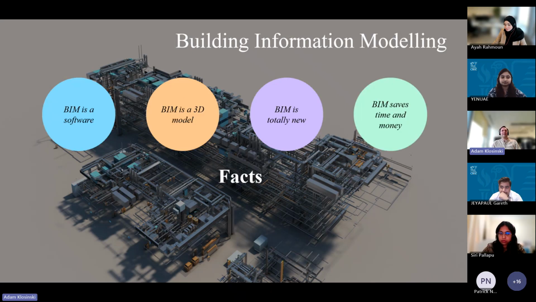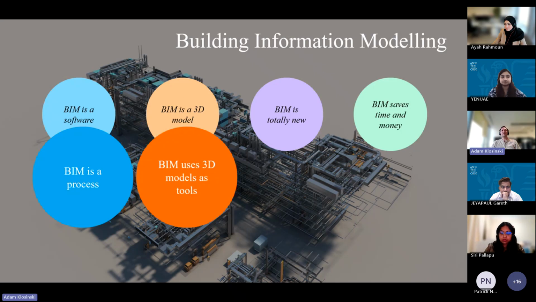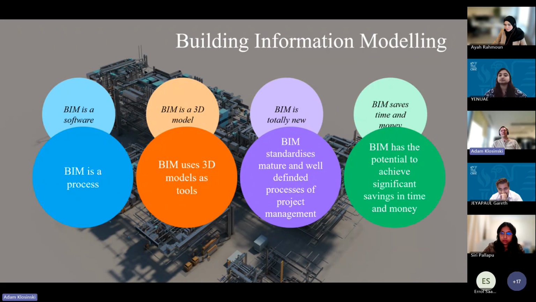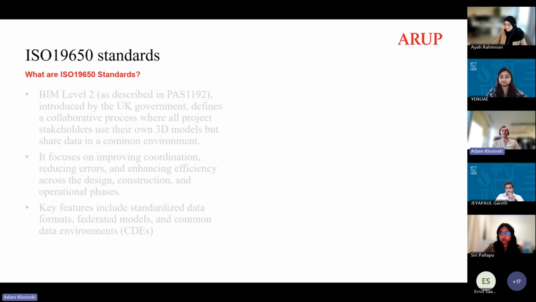What about the facts? BIM is a process, as I have already described, and it is described in more detail within the ISO standards. BIM uses 3D models, as well as other elements, just as tools. BIM is not totally new, because BIM is connected to project management, which is pretty old, in fact from the very beginning. And BIM has the potential to achieve significant savings in time and money. But what needs to be done to achieve these savings? The appropriate standards need to be followed.